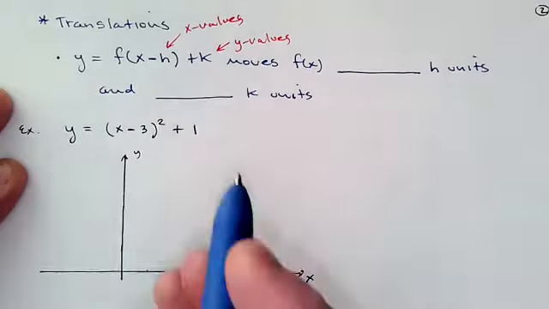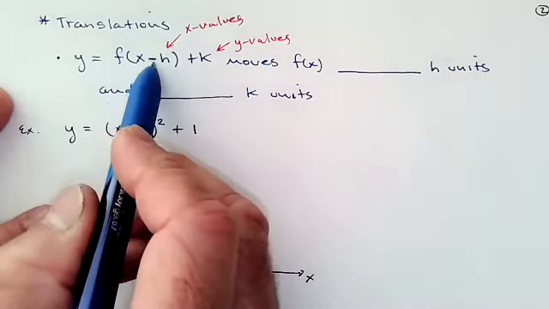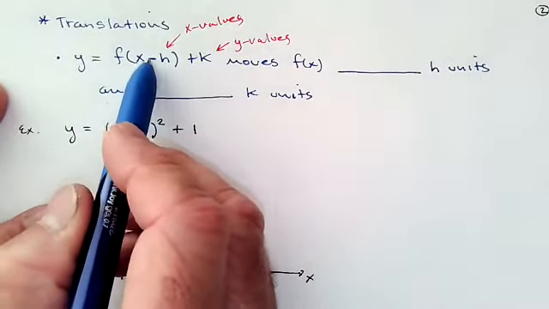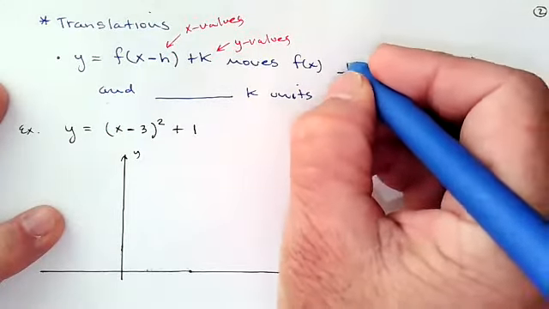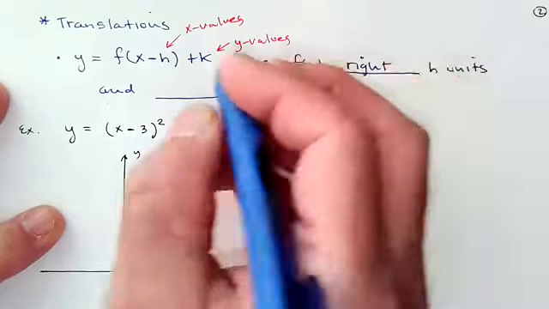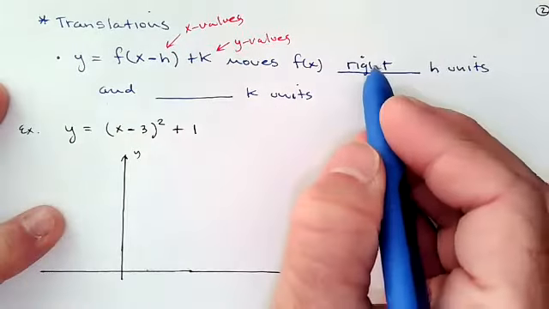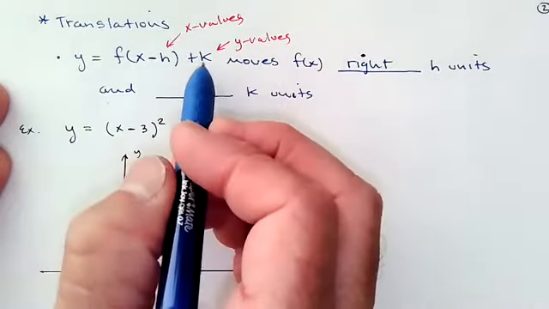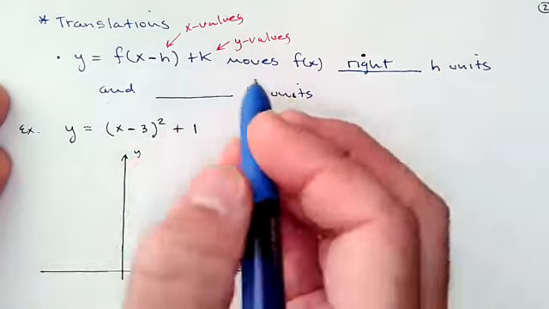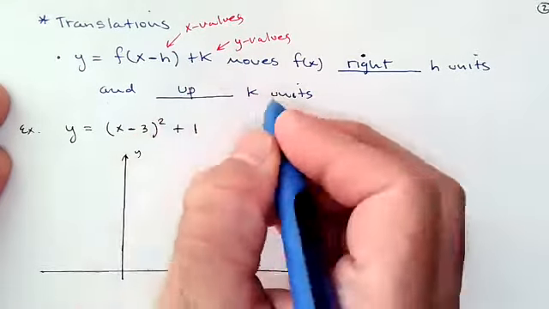So the way it works is, as far as the x values, having x minus h actually moves your graph right, not left. A lot of times you would think it would be left, but it's actually going to move it to the right. And we can talk about why that's true in a minute. And then the plus k is going to move your graph up k units.